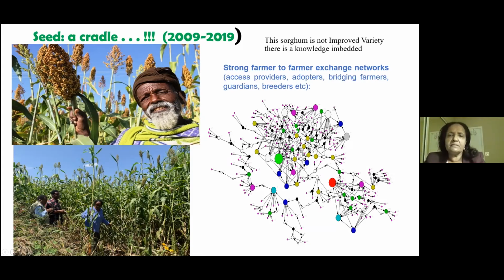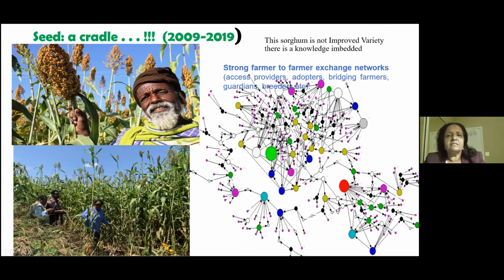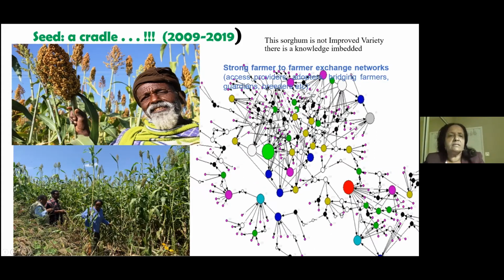And sorghum is very well known for its high lysine nutrition, and it is a component of breeding in Africa and Asia, where they are using it for that purpose, from Ethiopia. Next.